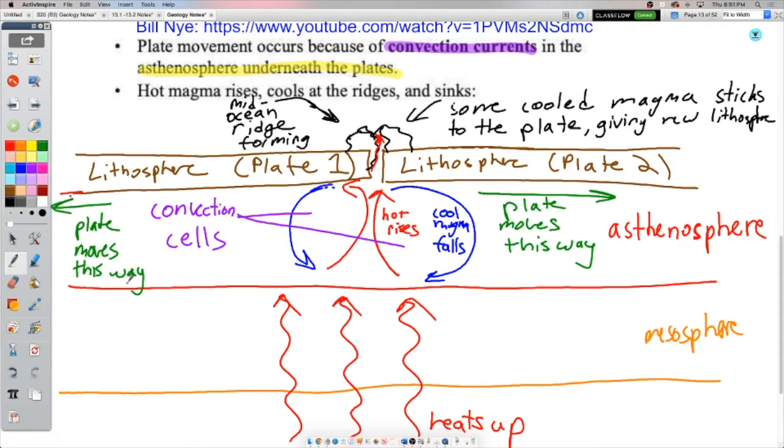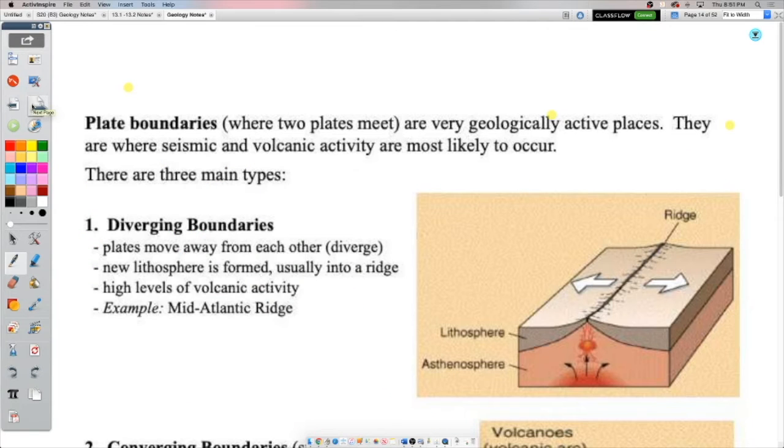Essentially what you have here is like a conveyor belt, right? You have something on top of some wheel that's pushing it that way, rolling that way constantly, sliding them away that way. That is why scientists believe the continents move, right? Is because of these convection currents in the asthenosphere. Okay. Now, plate boundaries are just places where two plates meet, two tectonic plates.